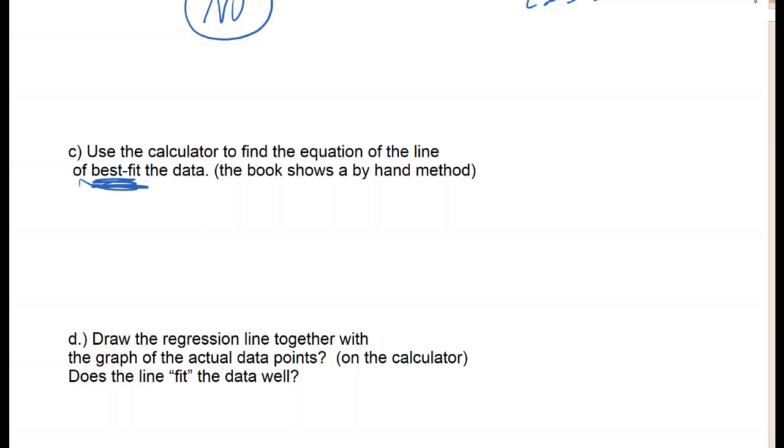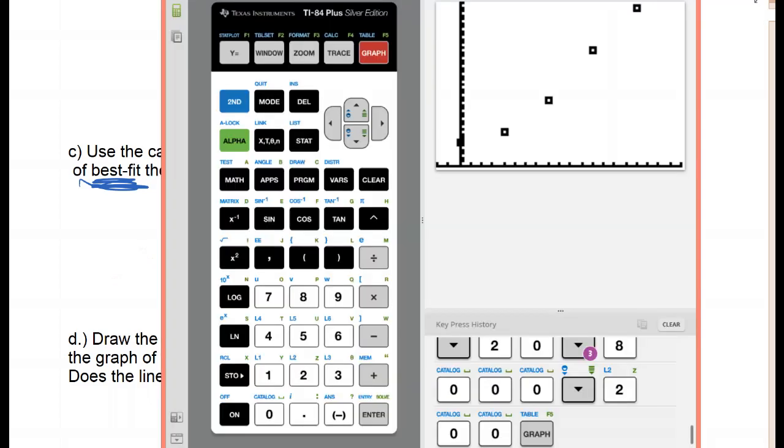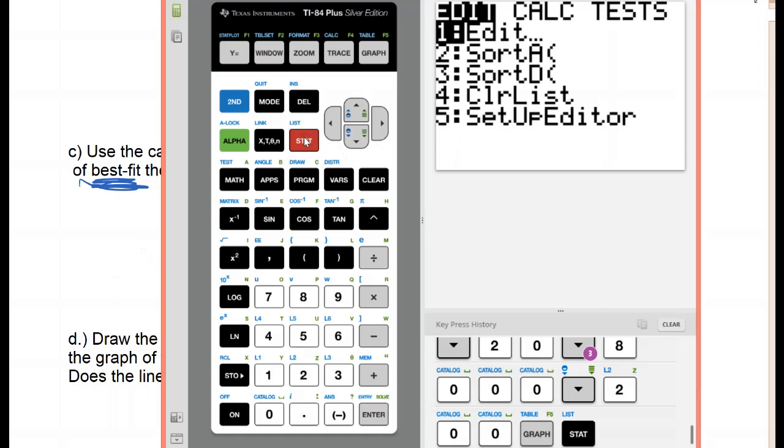The book shows the by hand method. We're not going to do the by hand method. We're going to strictly use our calculator. So this is all done on the calculator. I'm going to go back to my calculator. Everything's already in there, and it's all done in the stat key, because this is statistics.